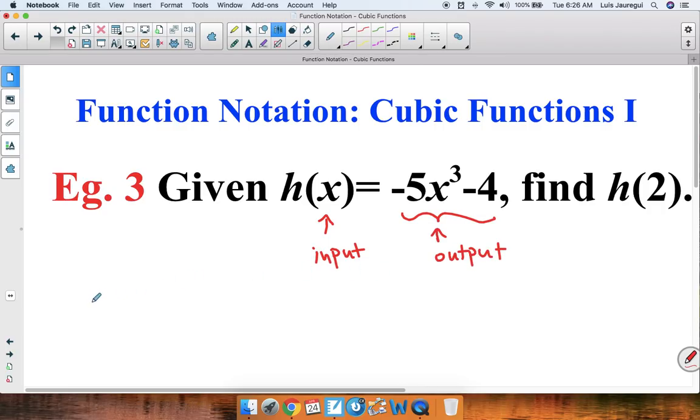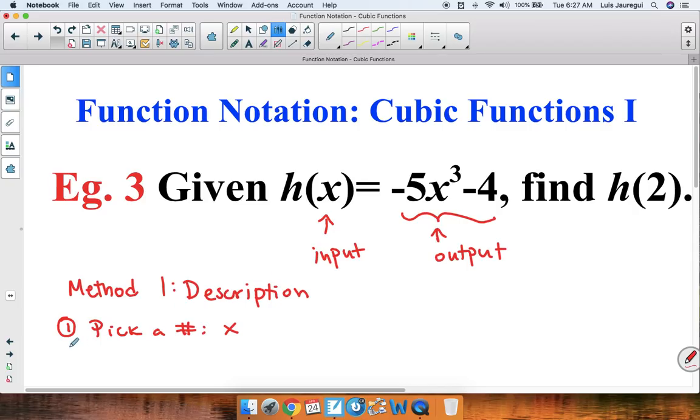Okay, now let's use method 1, also known as the description method, to figure out what is h of 2. So our first step is to pick a number. So pick a number. Let's call that one x. Then the next step, or the next thing we're going to do to x, is to cube it. So step number 2, cube it. And that's going to give you x cubed.